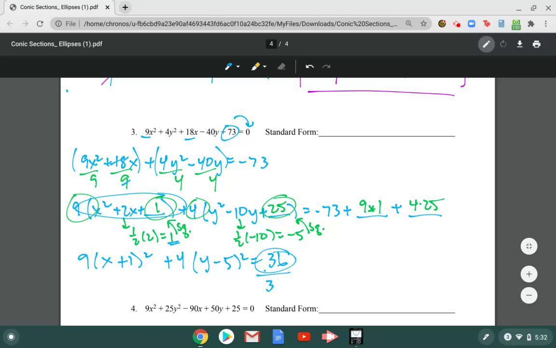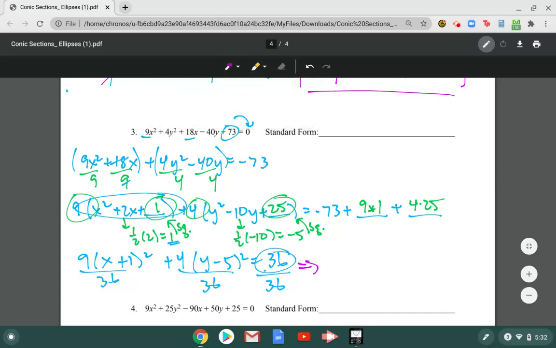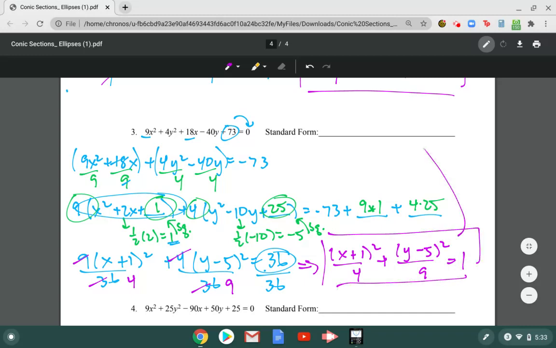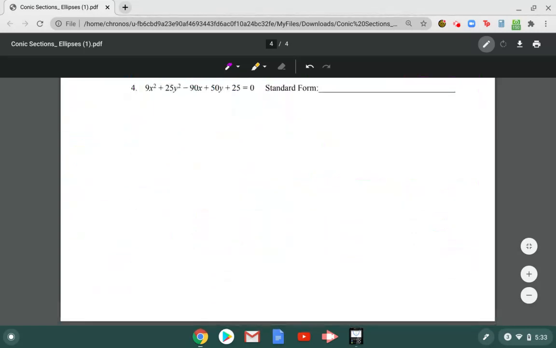So I'm going to divide everything by a 36. Grab my purple pen because I'm pretty much there. 9 over 36 is 4. X plus 1 squared divided by 4. 4 over 36 is 9. So plus y minus 5 squared over 9 equals 1. And that's our standard form equation for number 3. I think we've got one left. One left. Okay, let's do it.